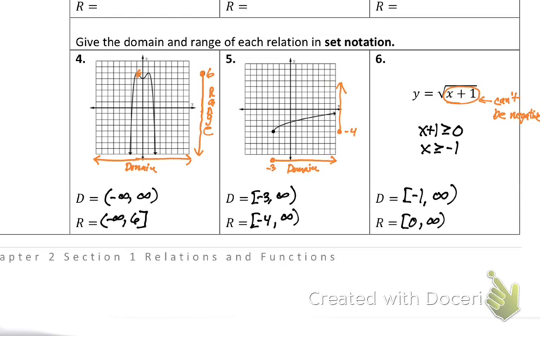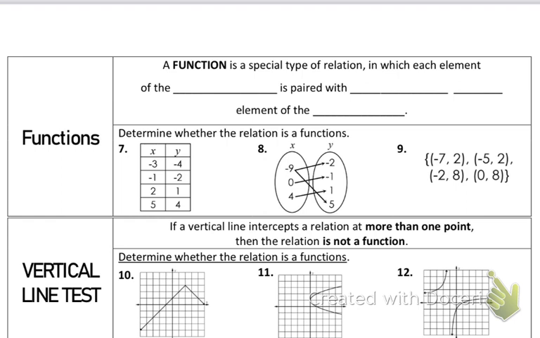And if you know what a square root graph looks like, it looks like this. This is not the one that matches this. X plus 1, we would actually be down here, and we'd go up like that. All right, questions on domain and range. You need to know how to do it from sets, from graphs, and from simple equations.